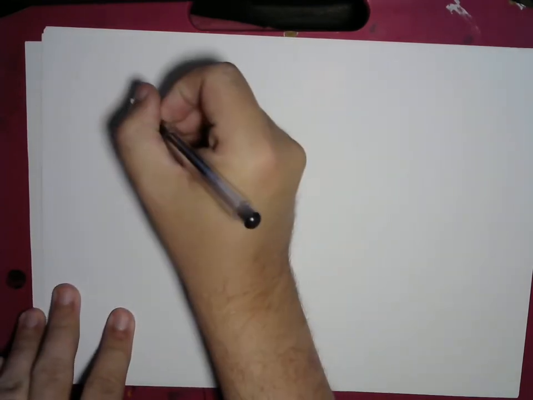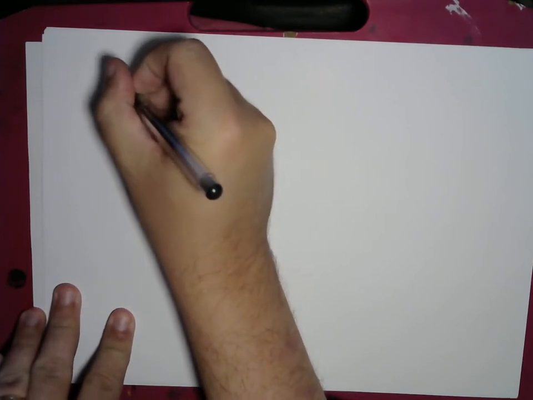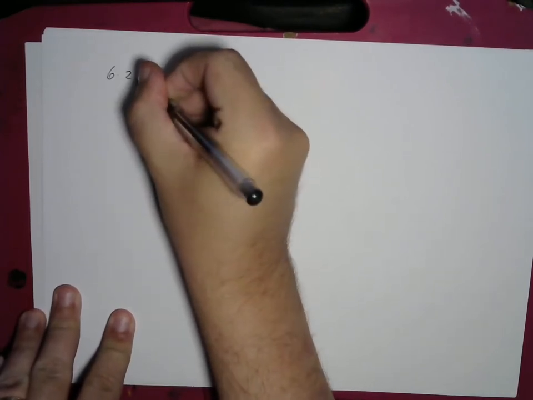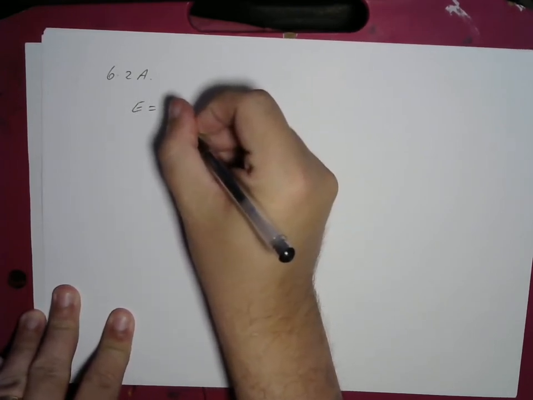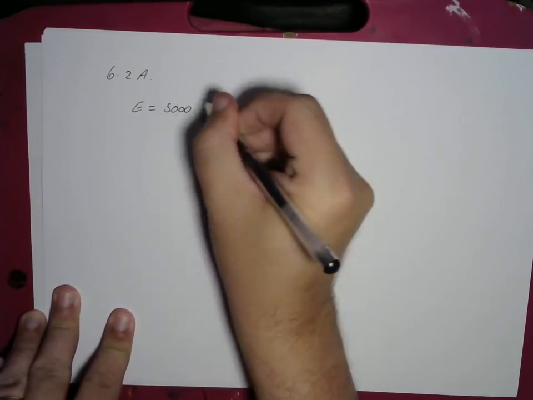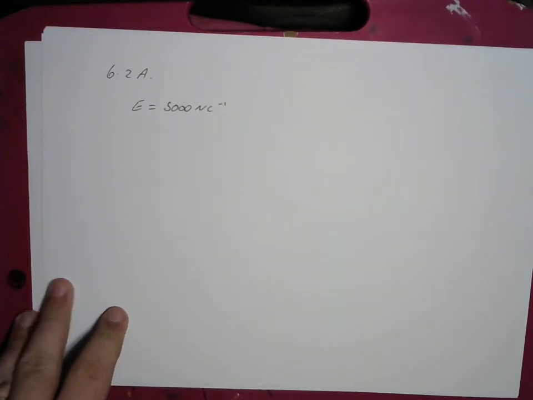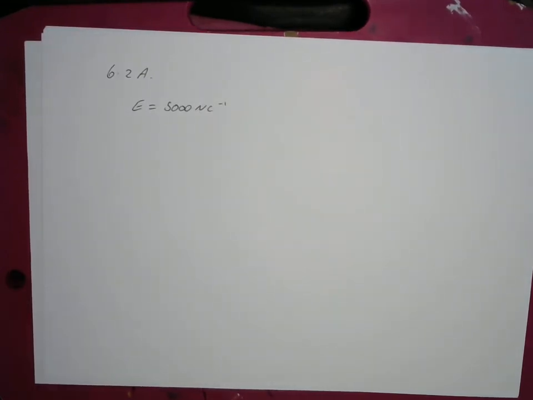So as we have a read through the question, and I really recommend having the textbook up as I do this, because obviously I can't have the tablet up at the same time, so I've got some paper here. We can see a couple of numbers. We've got 5,000 newtons per coulomb. That's our field. So let's write that. This is 6.2a. So we have our field E equals 5,000 newtons per coulomb. Now, often, remember, electric field is a vector.